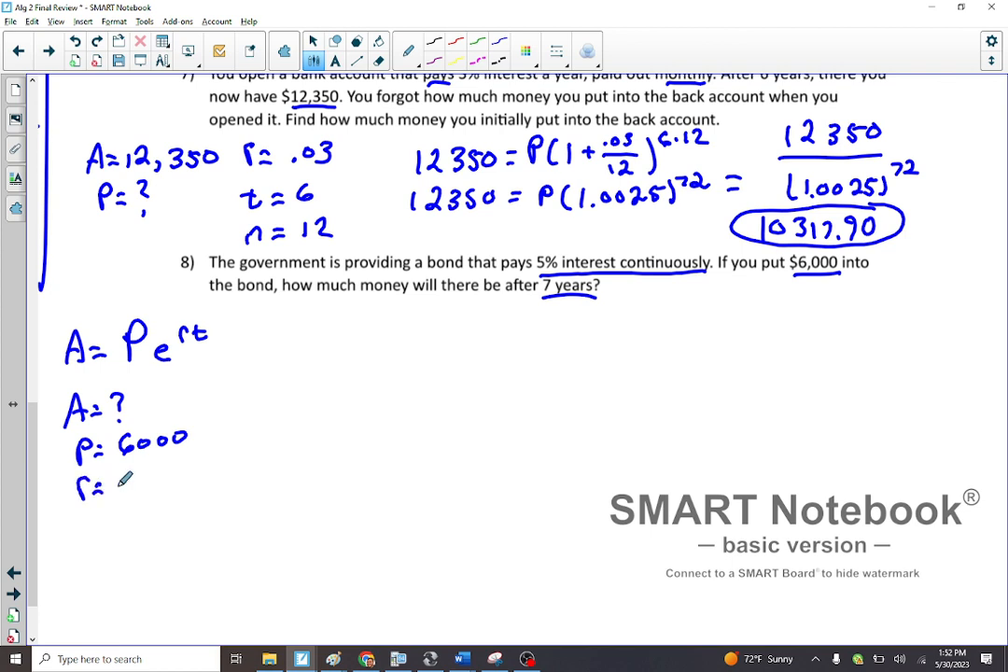The rate is 5%. Remember, that's 0.05. And the bond, how much money will it be after 7 years? So we're going to put time for 7.